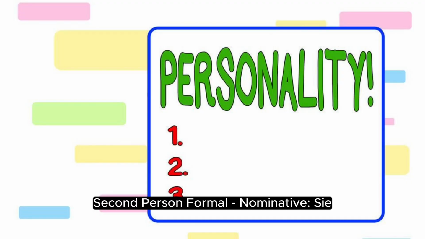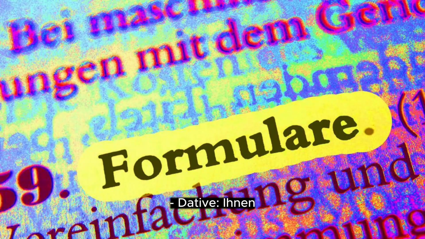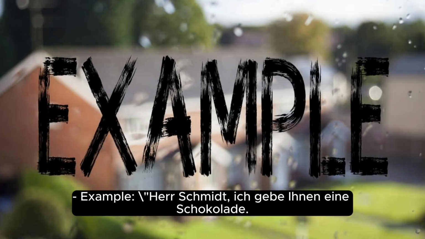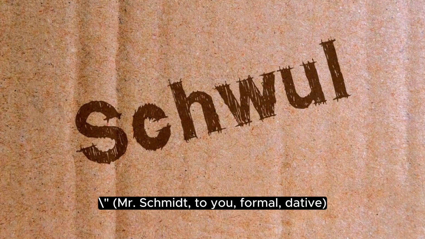Second person formal, nominative, Sie. Dative, Ihnen. Example, Herr Schmidt, ich gebe Ihnen ein Kleid. Mr. Schmidt, to you. Formal, dative.